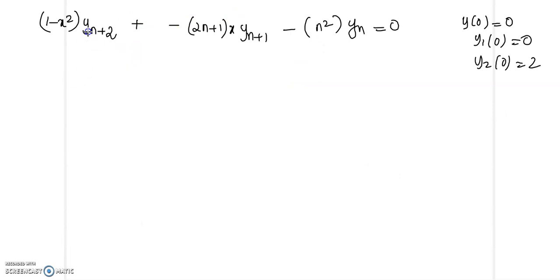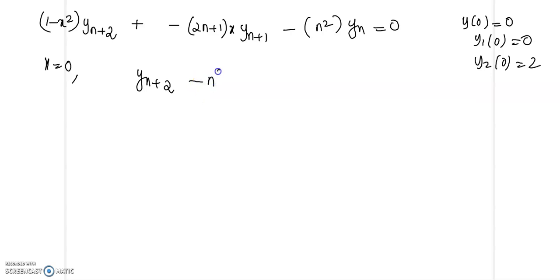So that is 1 minus x square yn plus 2 minus 2n plus 1 x yn plus 1 minus n square yn equal to 0. Now let us find the remaining derivatives. So when n is equal to 1, okay, let me put x equal to 0. So when x equal to 0, we will have yn plus 2.